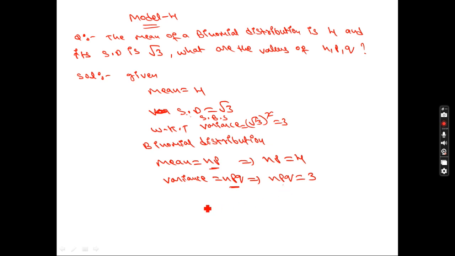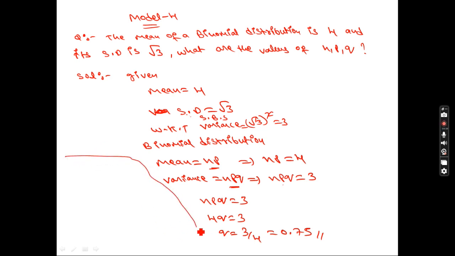Now substitute here: npq is equal to 3. In this, np is replaced by 4, and q is left, and 3 is left. So q is equal to 3 by 4, which is 0.75. So you are getting the q answer. Similarly, I need to calculate the p value. This is a small problem.